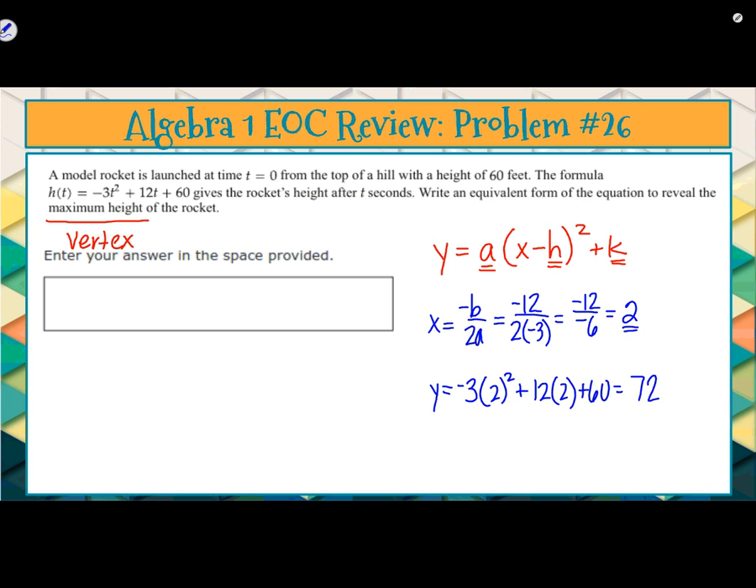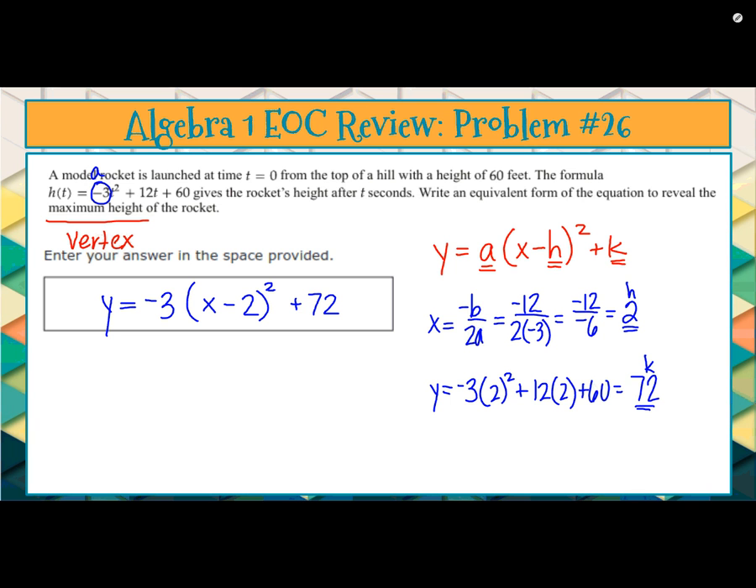So this is going to go in for h, this is going to go in for k, and what's going to go in for a? Well, my a value is negative 3. So I've got everything that I need to plug in. So here we go: y equals negative 3, parentheses, x minus 2, close your parentheses, squared, plus 72.